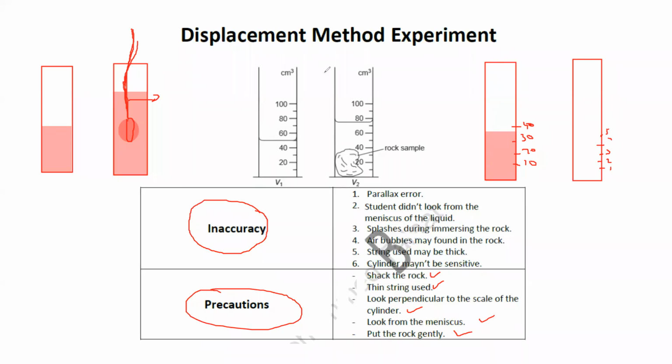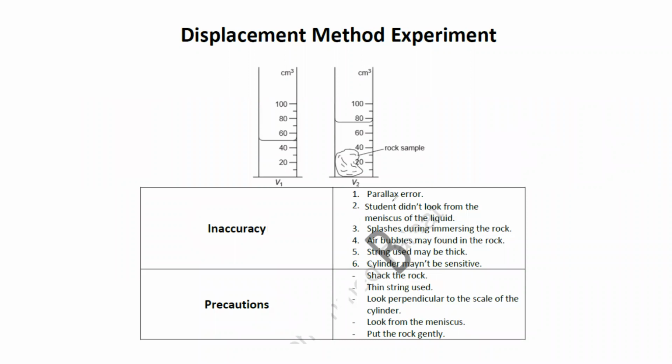As you can see here, the first one written is parallax error. How can you avoid a parallax error? By looking perpendicular. The student did not look at the meniscus, so he should look at the meniscus. Next, splashing while immersing the rock. Some of the liquid might come out when we add the rock. To avoid this, we should put the rock in gently.